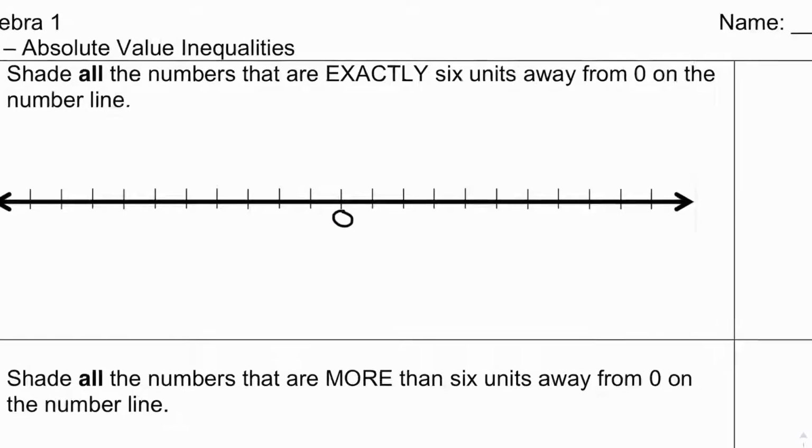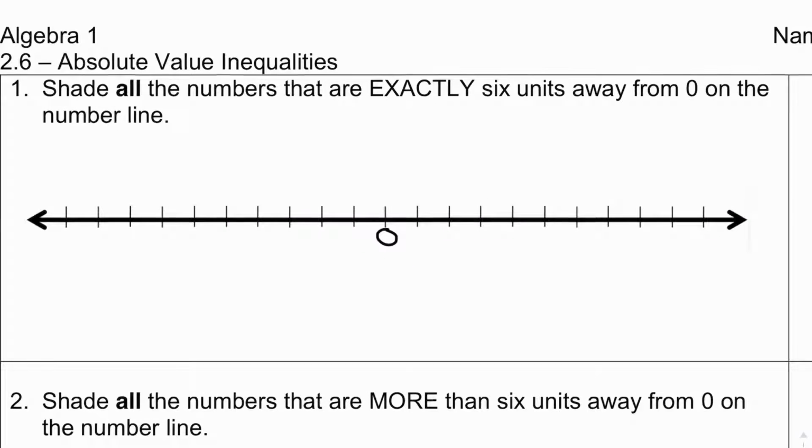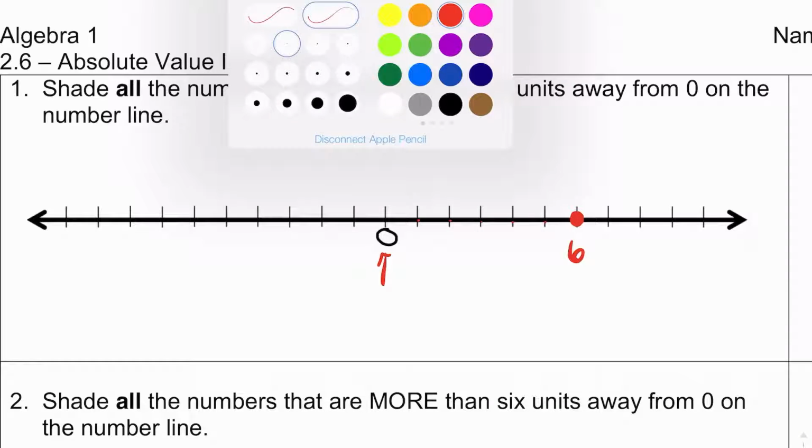So we have these quick little warm-up questions that you're welcome to follow along with. And number one here, what they want us to do is shade all the numbers that are exactly 6 units away from 0 on the number line. So if I start at 0, I can count 6. And this number right here is exactly 6 away. It's the number 6.